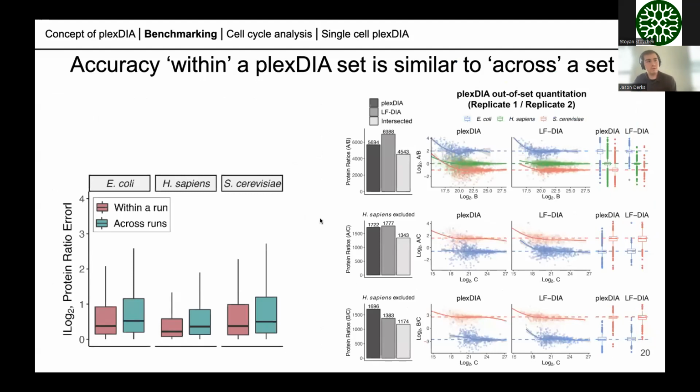What I was showing you just now was plexDIA within a set. So the question then is, how does it compare if you wanted to run a large data set with many runs? How well does the quantitation for sample A in the first replicate, for example, compare to sample B in the second replicate? So this is cross-replicate quantitation, and it actually looks just about as good. What I'm showing here is the absolute value of the error for in-set quantitation versus out-of-set quantitation, and here are the LFQ bench experiments for plexDIA and label-free DIA as well.